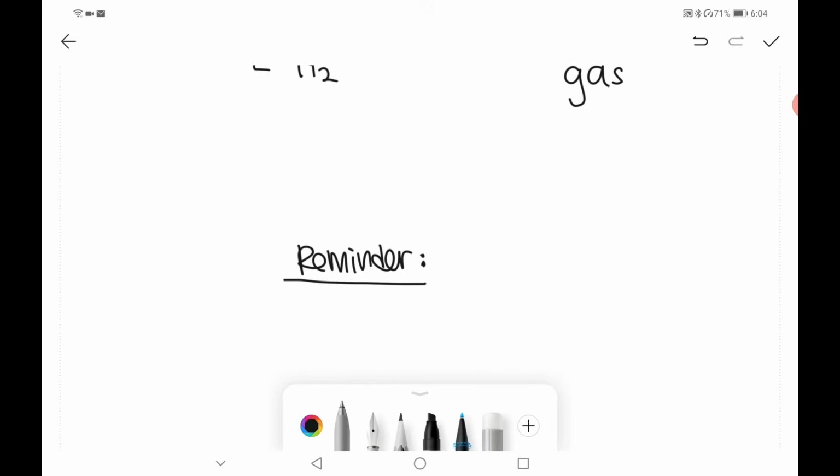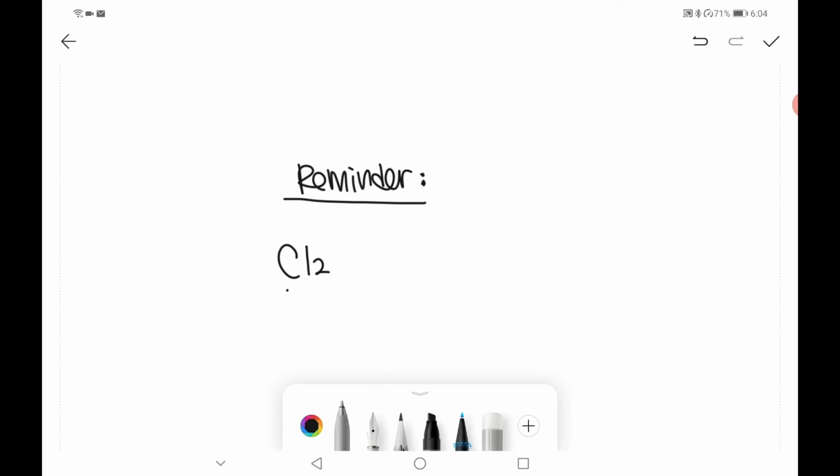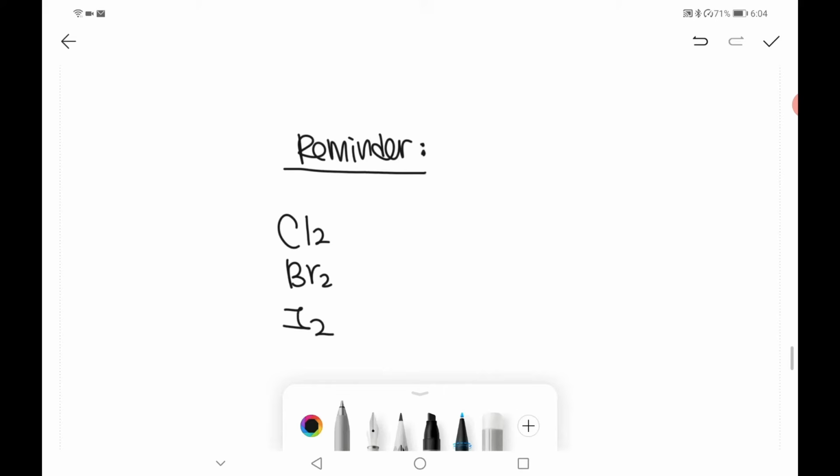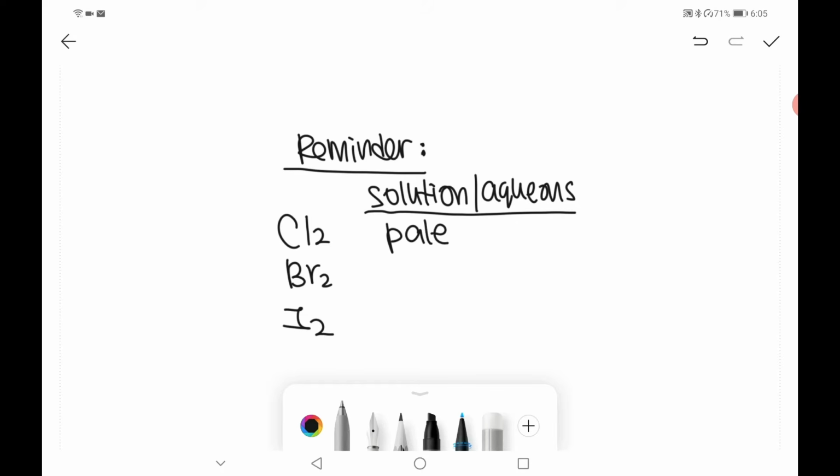You have to be careful with chlorine, bromine and iodine when they are in liquid form or solution form. When chlorine, bromine and iodine are in aqueous form, the color is this. Chlorine in a solution form, we call chlorine water, that we learned before. Chlorine water is pale yellow. Bromine in the solution form, like bromine water, the color is brown.